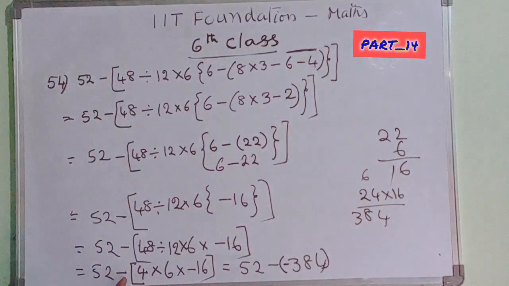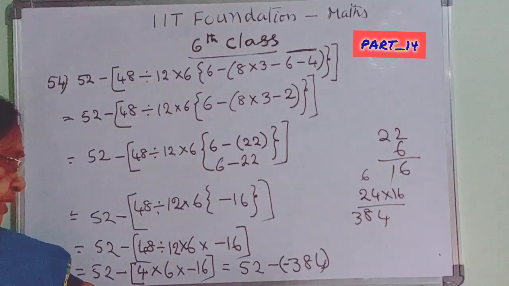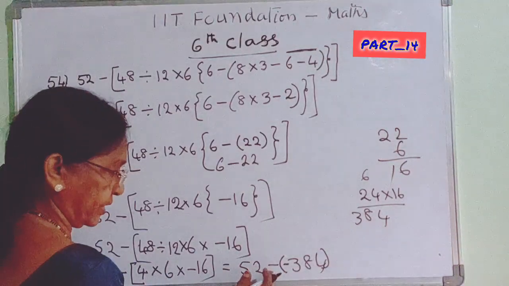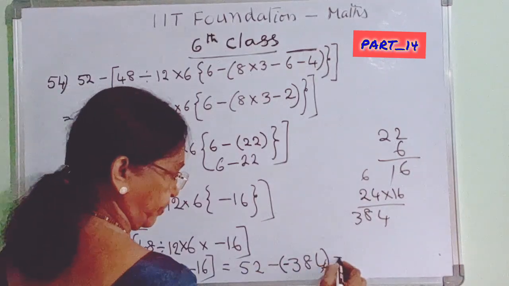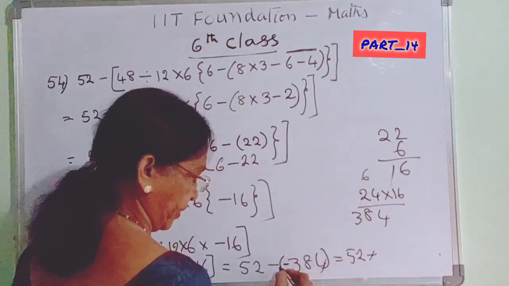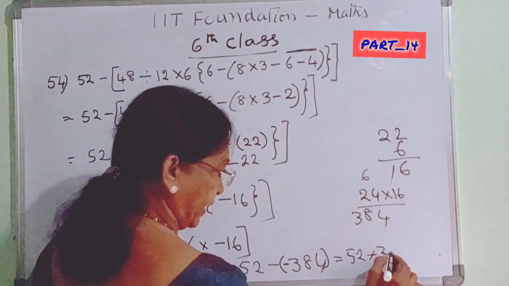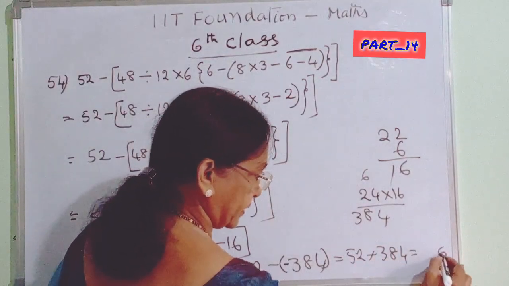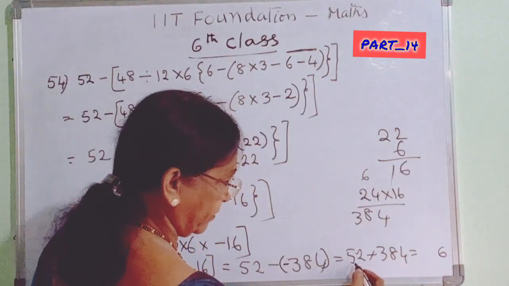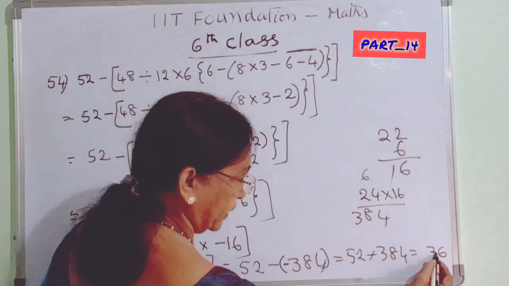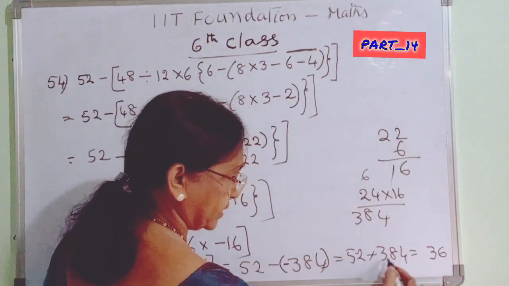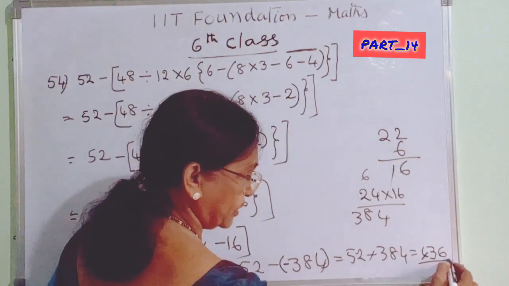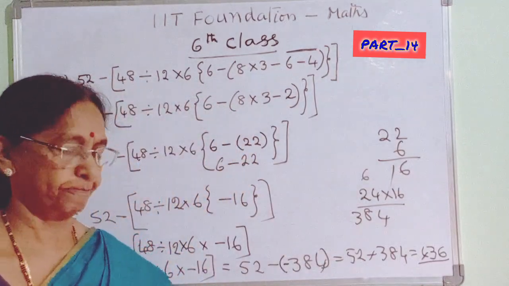Here 52 minus the product is 384 and there is a negative sign. Therefore, this is minus 384. So, 52 minus 384 means 52 plus minus of minus plus 384. That is equal to 4 plus 2, 6. 8 plus 5, 13. 1 plus 3, 4. So, the answer is 436.